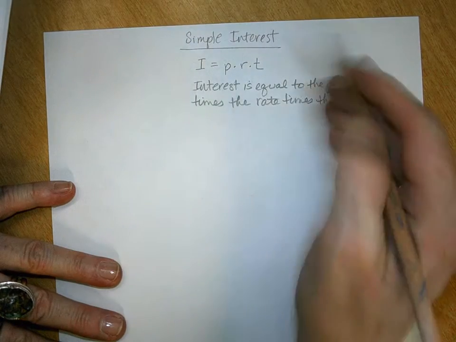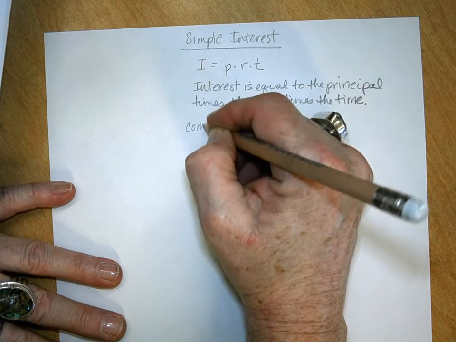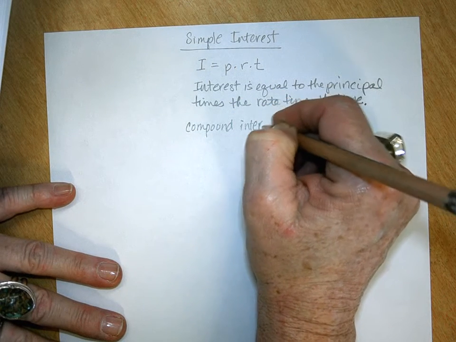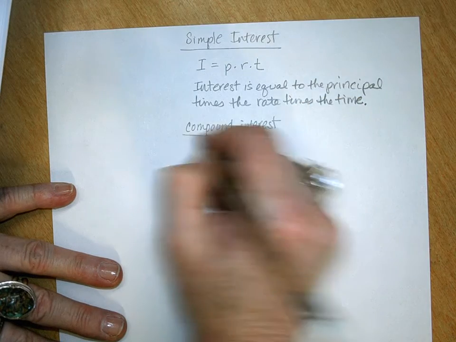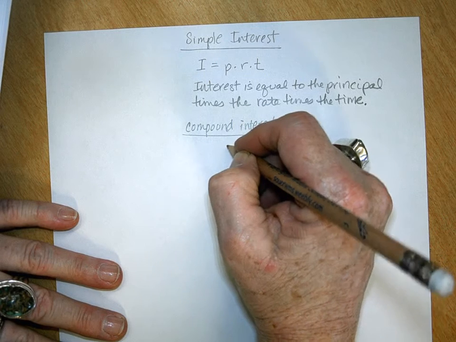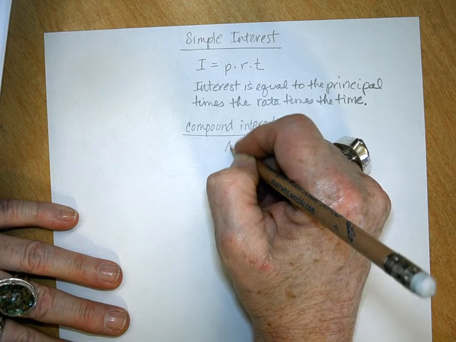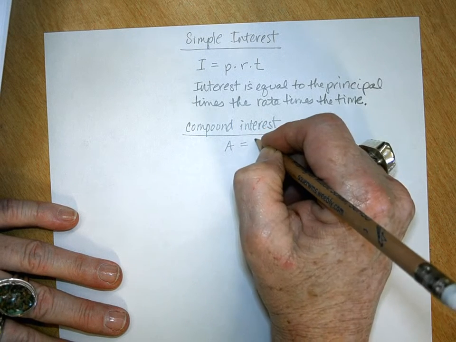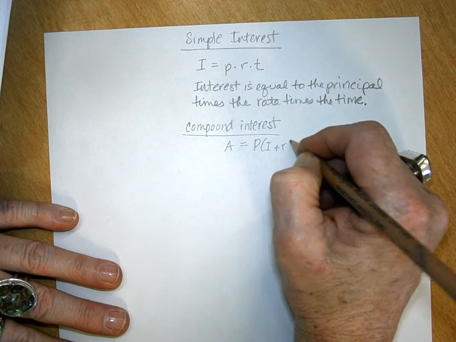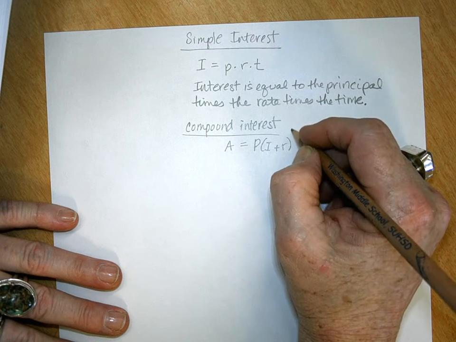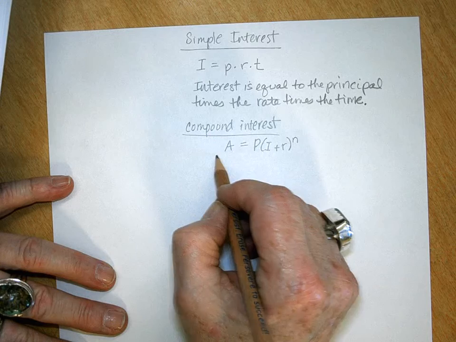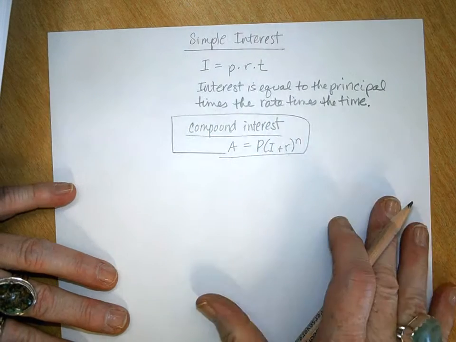Okay, this is contrasted with something called compound interest, which has a slightly more complicated formula, namely A equals principal times the quantity 1 plus R to the nth power. This is not our concern today.